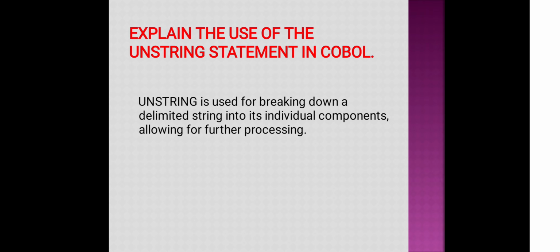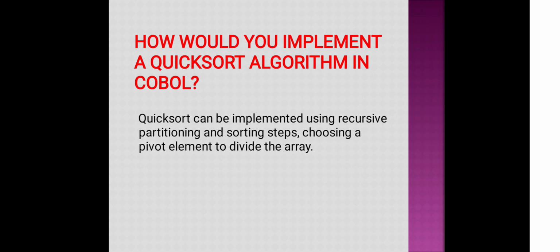Explain the use of the UNSTRING statement in COBOL. UNSTRING is used for breaking down a delimited string into its individual components, allowing for further processing. How would you implement a quicksort algorithm in COBOL? Quicksort can be implemented using recursive partitioning and sorting steps, choosing a pivot element to divide the array.